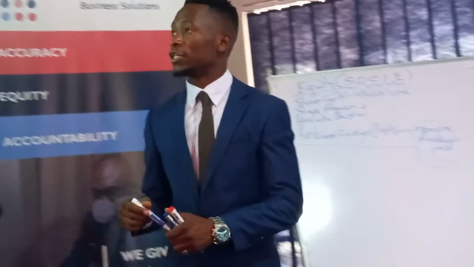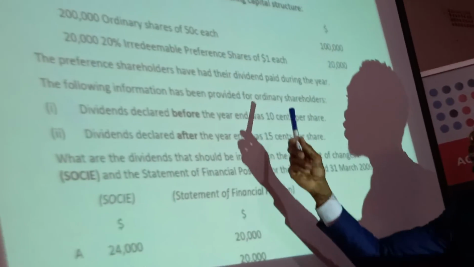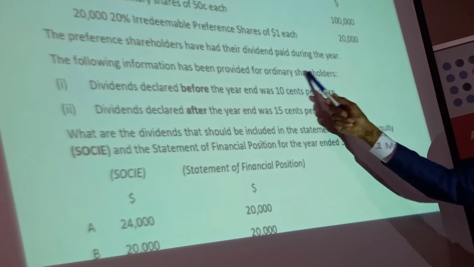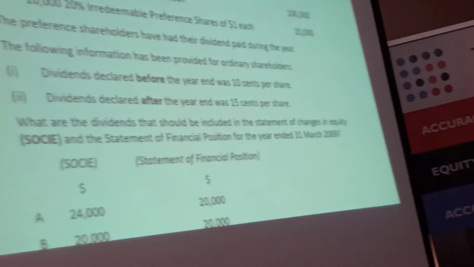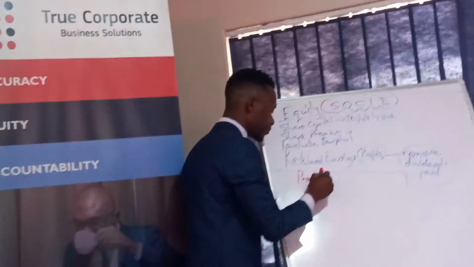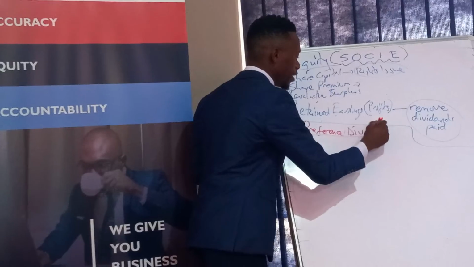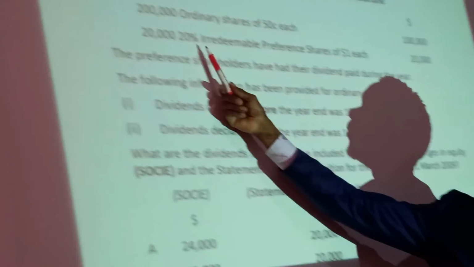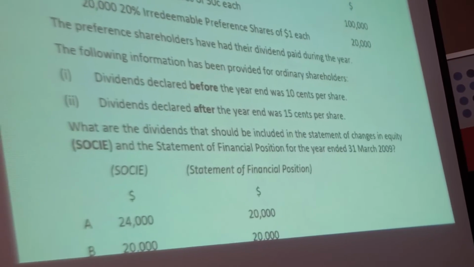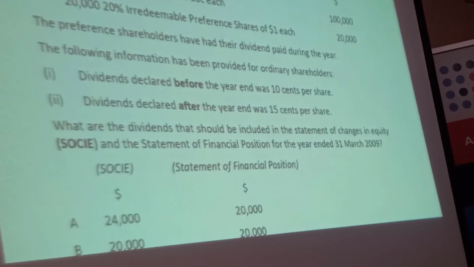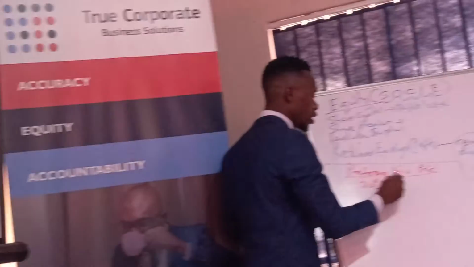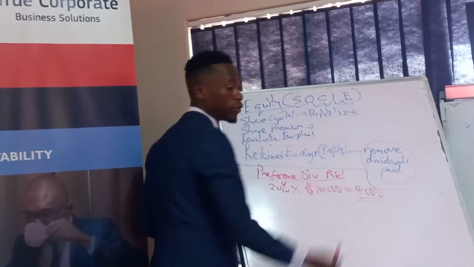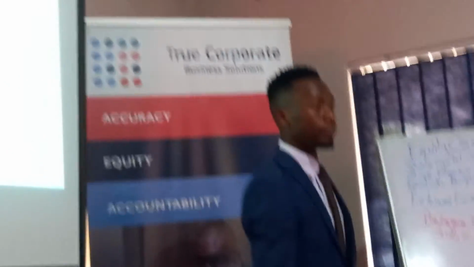Let's look at this. The following information has been provided for ordinary shareholders. Let me start with the preference dividends. Preference dividends paid. They are paid fixed dividends. You look at the percentage that is attached. 20% on preference, multiplied by 20,000. So for preference 20%, we pay them fixed dividends. I'm getting 4,000. Can you see that?